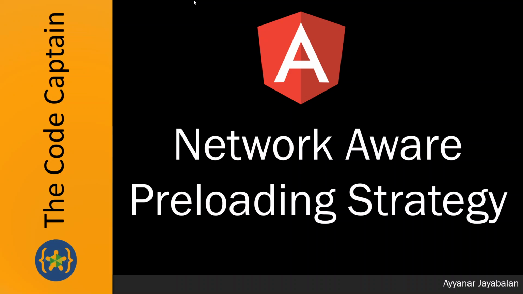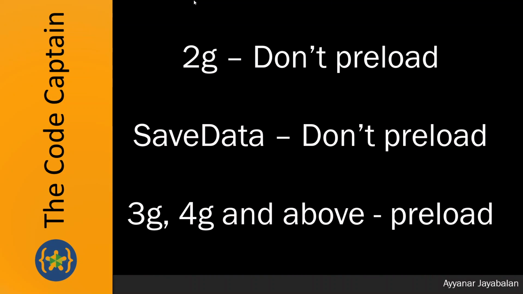In the same way, we can decide that if our network has a good speed, then we can preload the modules. If our network speed is very slow, then we have no need to preload the modules. For example, if people have a 2G connection, don't preload the modules. Also, if the user is concerned about the data they are using, they may have a setting called save data. In that case, we have no need to preload.